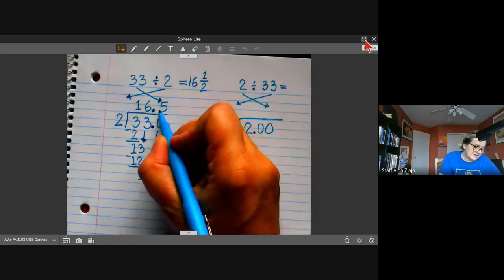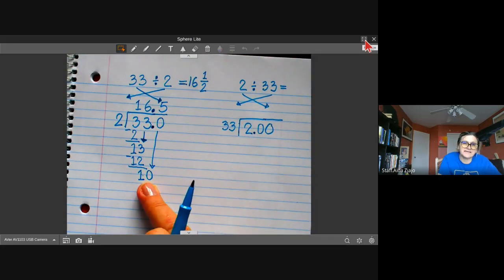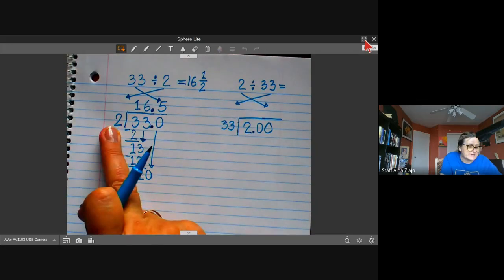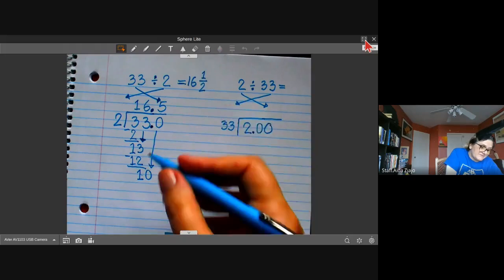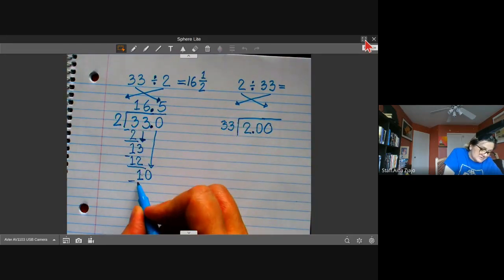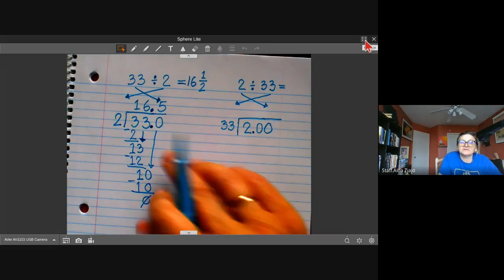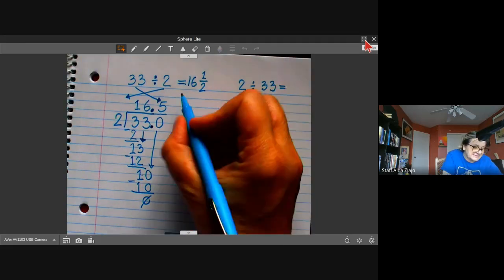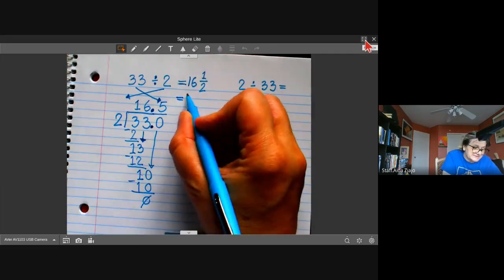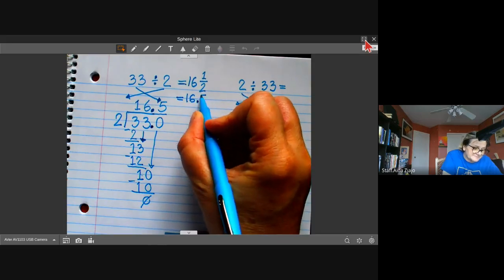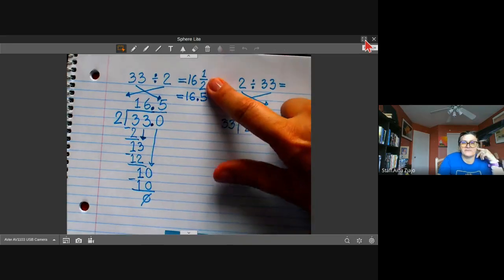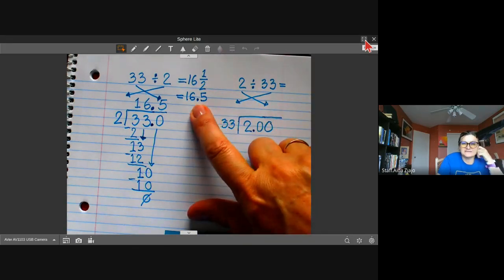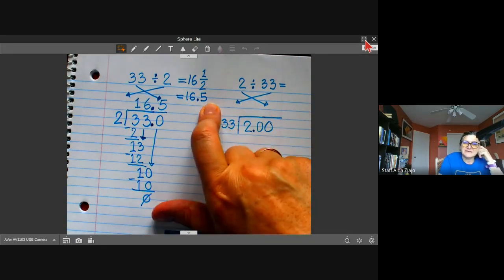If I have 10 dimes, I can share them into 2 groups, and each group will have 5 tenths or 5 dimes. And then 5 times 2 is really 10. So I'm sharing all the dimes, and I don't have any left over, and that's what our answer is. So we can see that the answer could also be 16.5.